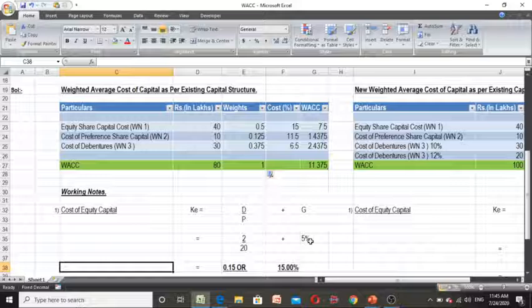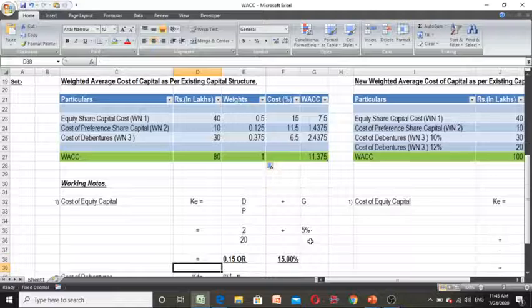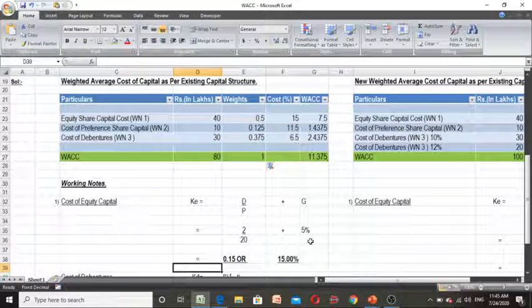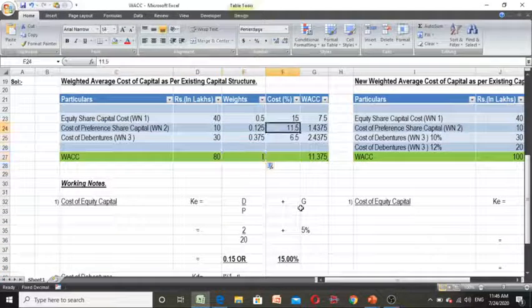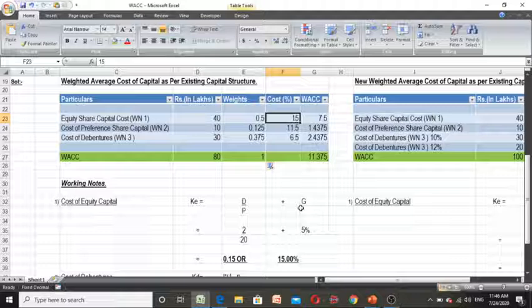Okay, so if we do the mathematical calculation, we will get the answer as 0.15, and we can write the 0.15 as 15%, in percentage terms. So that's what we get. The cost of capital, that is the cost of equity capital, is nothing but 15%. So what I did is I went over here in the Excel file in the table and I copied this 15 over here and pasted it. Okay, so the cost of equity share capital is nothing but 15%.